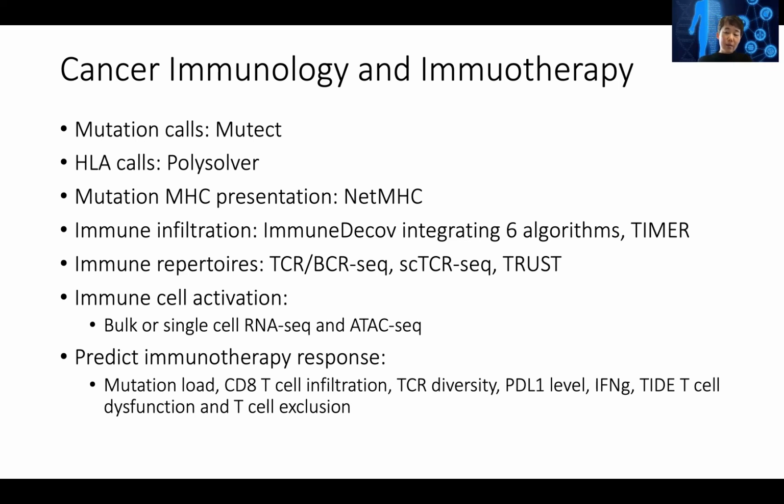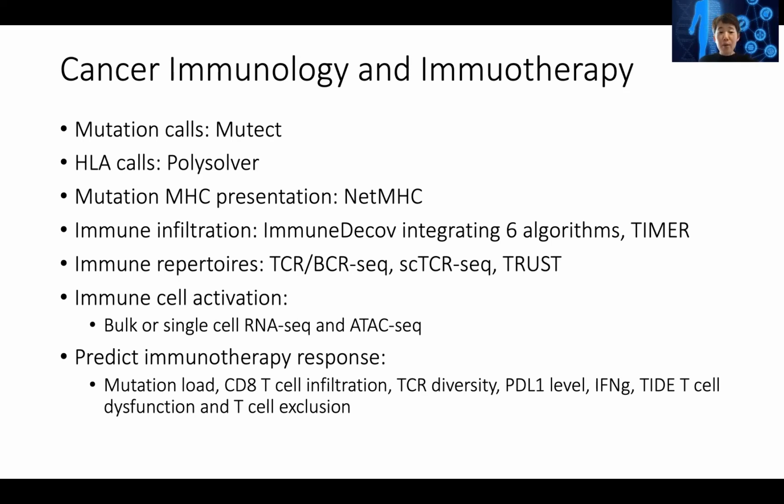And so once the mutations are presented on the cell surface, you want immune cells to recognize those mutations. And the different immune cells include T cells, B cells, and there are also class 2 presentation cells such as macrophage or dendritic cells. And so to understand different immune cell infiltration into the tumor, we want to show these immune deconvolution algorithms, which includes 6 different algorithms. And for TCGA, we use this TIMER website to pre-calculate immune cell deconvolution. So you can look at interesting associations.